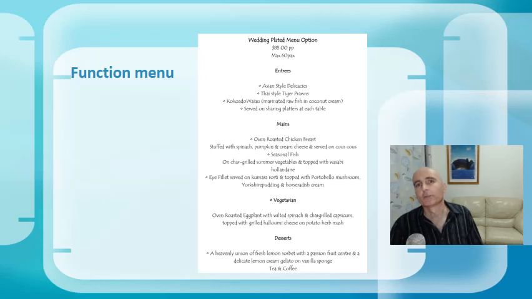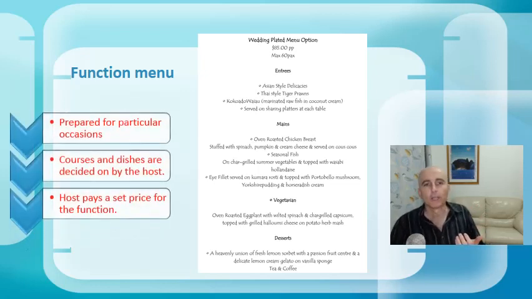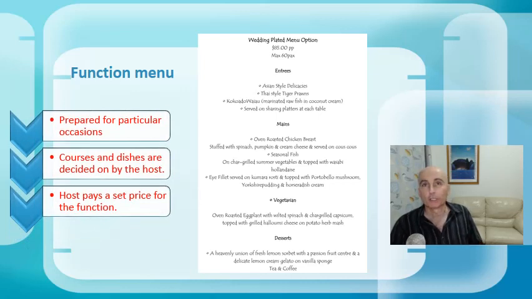As it suggests, a function menu is for a particular function. It could be a wedding, a birthday, an anniversary. This one here is for a wedding. Generally, the host, especially with a wedding, will actually choose the dishes. You'll see here there are a choice of different entrees and mains, and generally the host will pay for the whole party.